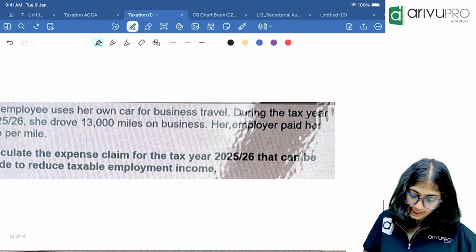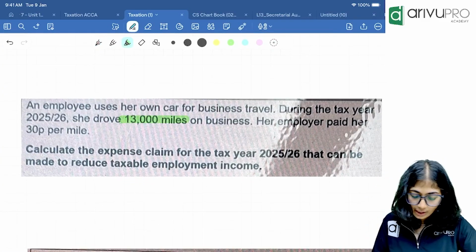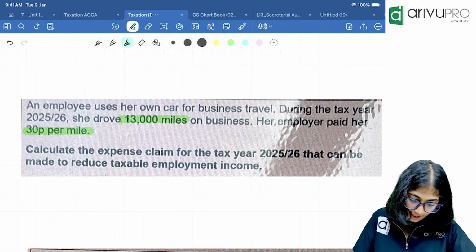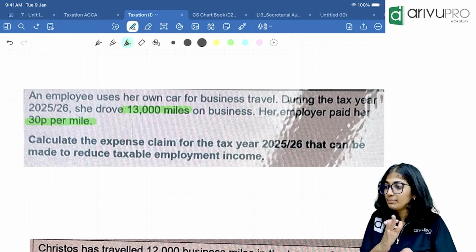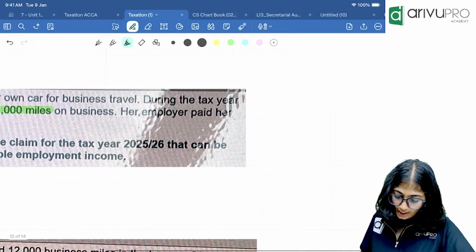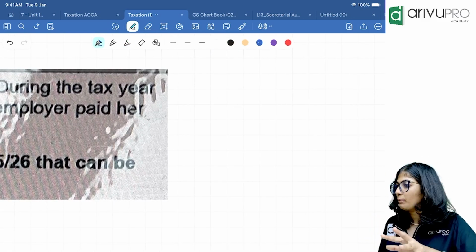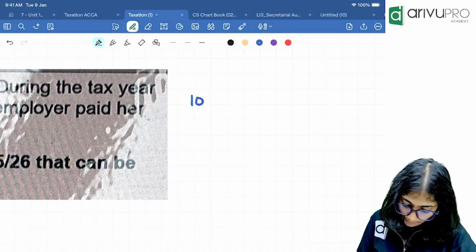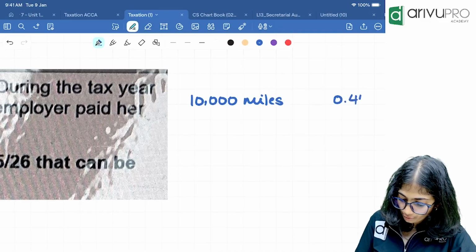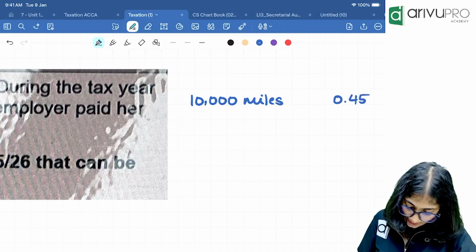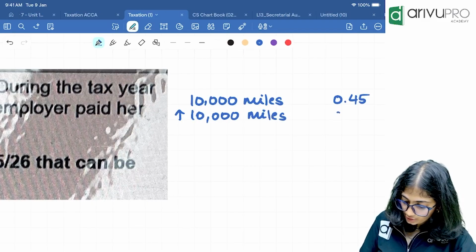Let's highlight the important stuff. How many miles were traveled? 13,000 miles on business. Employer paid 30p per mile. Now we have to see, hey, did her employer pay more or less than HMRC's AMAP? That is what you're supposed to check. I'm just going to write HMRC's AMAP over here, but you don't need to remember it. It will be provided to you in the exam. The first 10,000 miles per annum will be 0.45, that is 45p, right? Then over and above 10,000 miles is going to be 0.25.